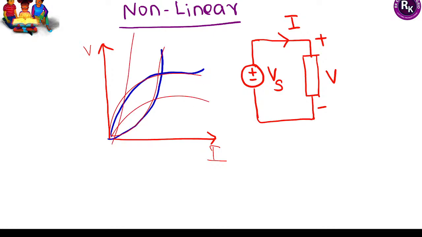When you are solving problems in your examination, for a nonlinear resistor they will basically give the relation between the voltage and the current, and you will have to apply the KVL equation for the given circuit. You will have to bring one more equation. By solving the given equations under KVL, you can easily figure out the properties of the resistor.